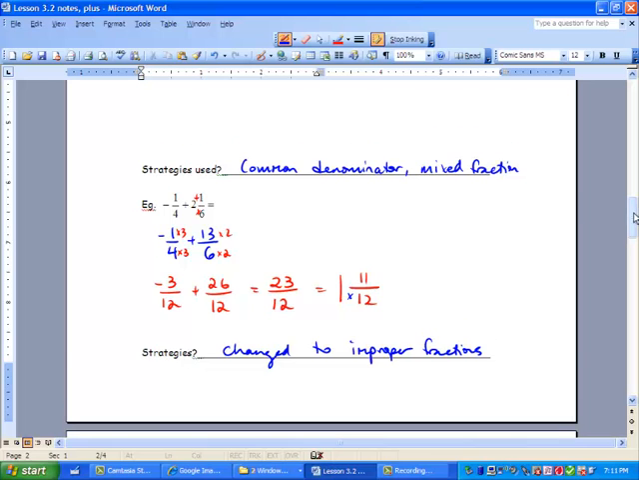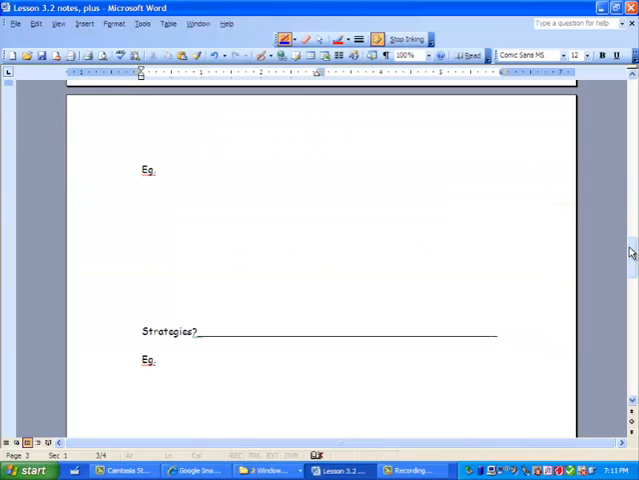All right, let's turn the page. We've got a couple more examples here. Next, we've got negative 3 1/3 plus 2 5/6. We've got to get them both into improper fractions, so 3 times 3 is 9, plus 1 is 10 over 3, and we put our negative out front. Plus 6 times 2 is 12, 12 plus 5 is 17, and we get 17 over 6.